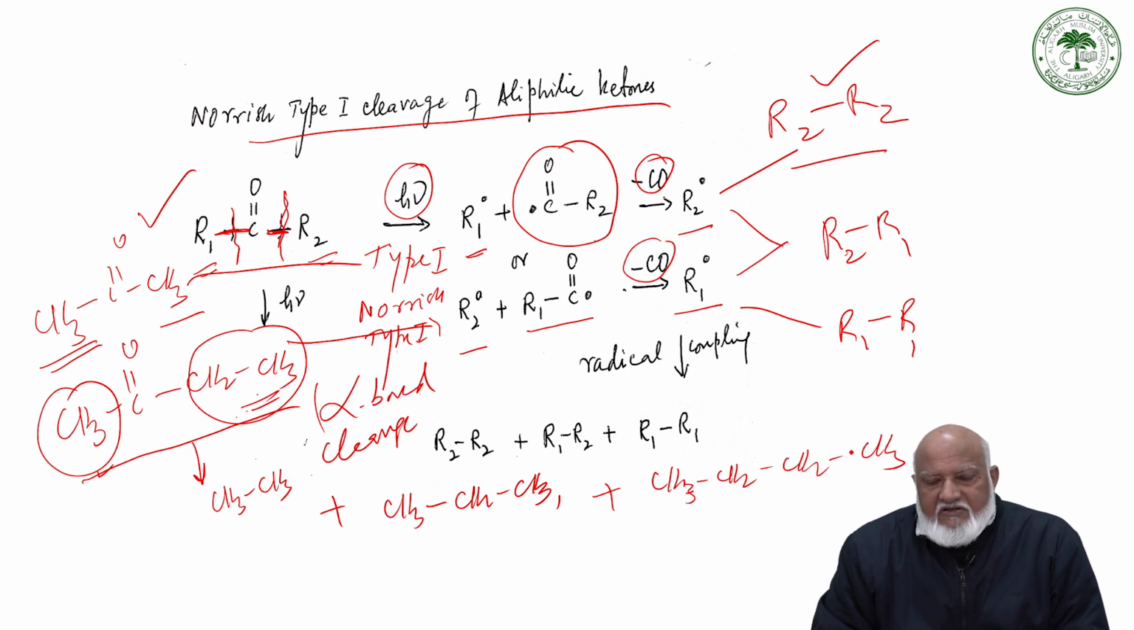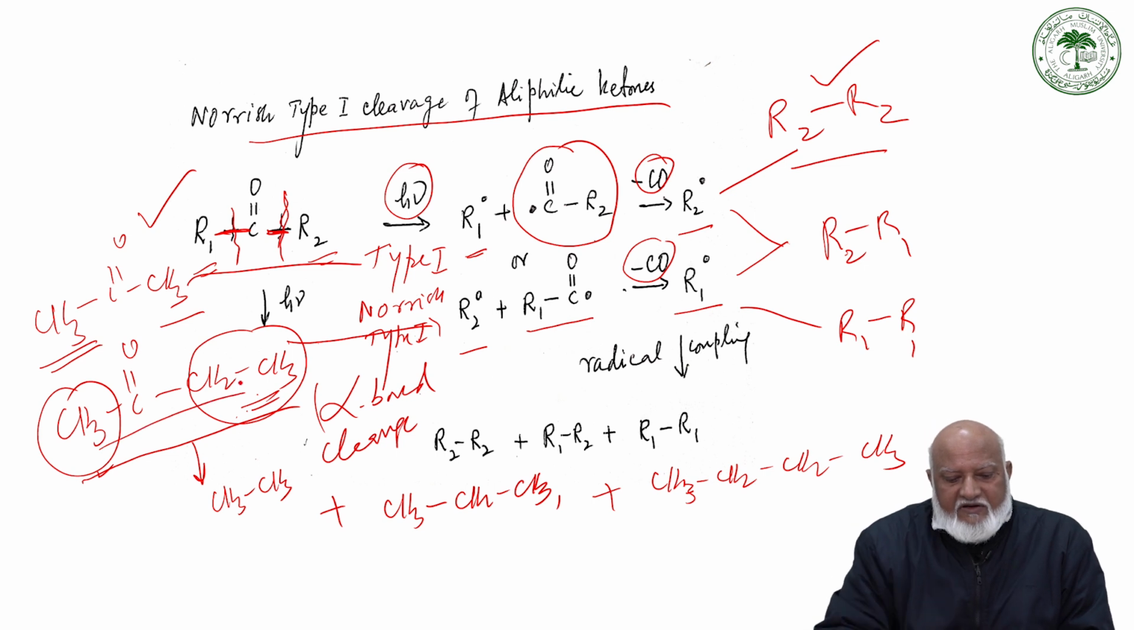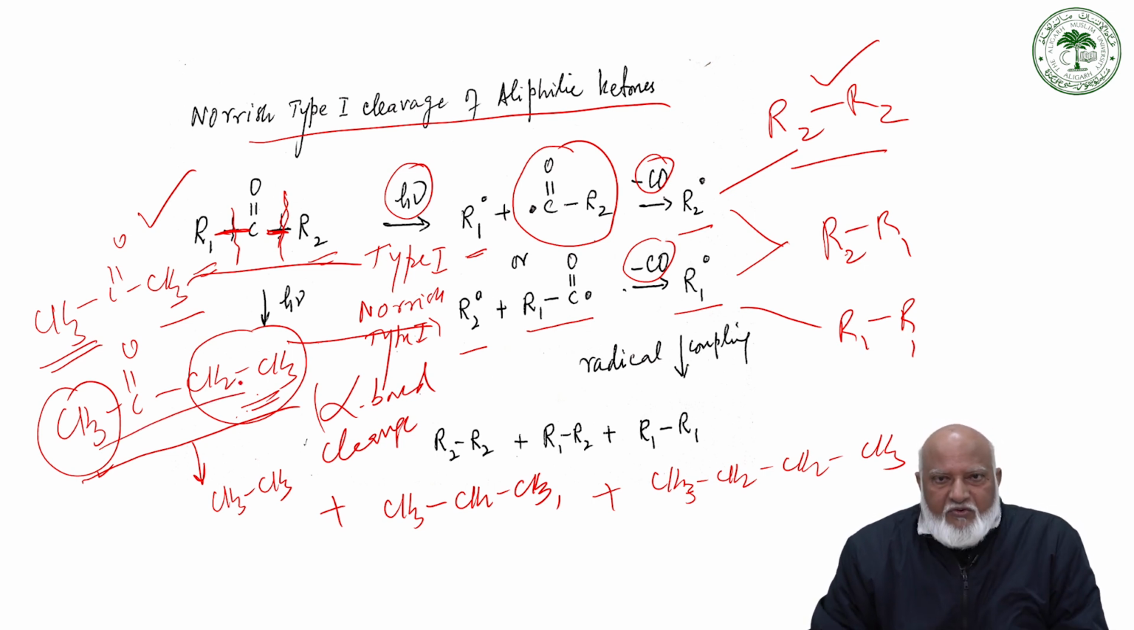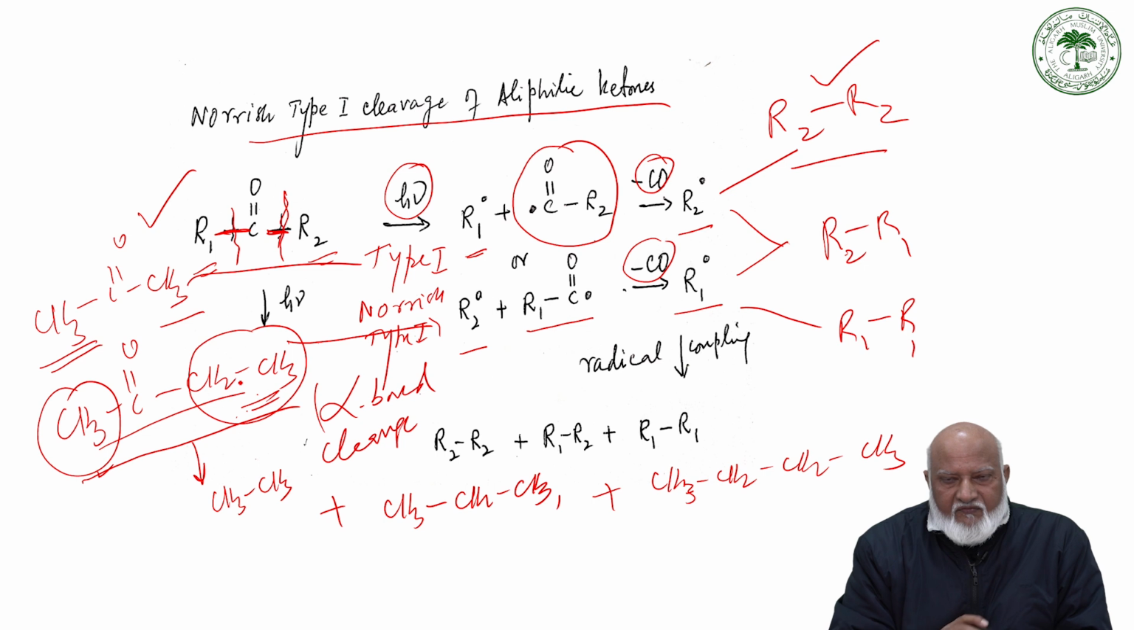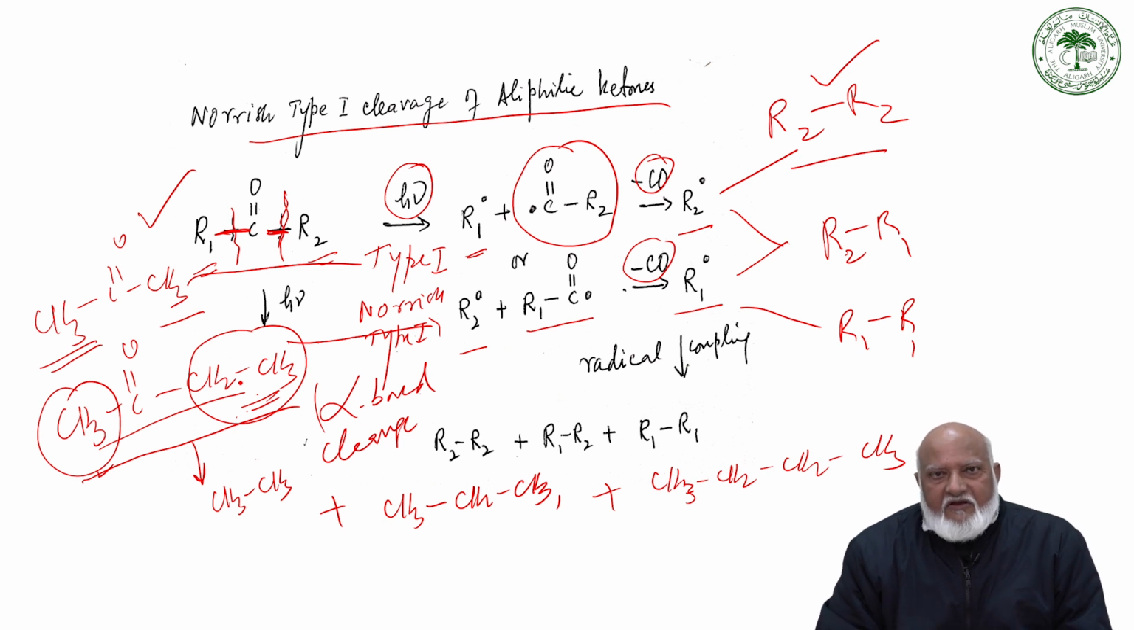So you can see these three different types of products are formed from this starting material, that is 2-butanone. The first step will be alpha bond cleavage, a type 1 reaction, to give an acyl radical, followed by very fast decarbonylation to give alkyl radicals, which can once again undergo self-combination.